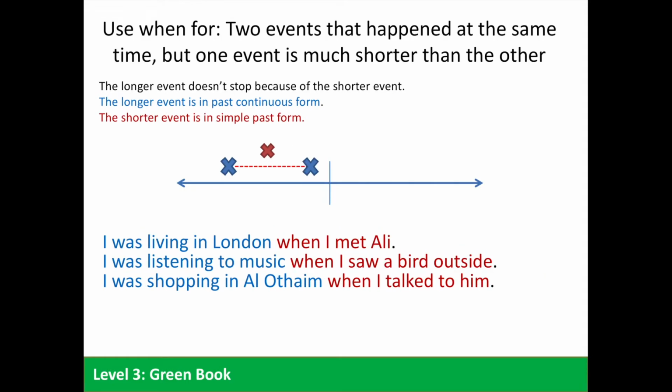We can also use when for two events that happen at the same time, but one event is much shorter than the other. The longer event doesn't stop because of the shorter event. In this instance, the longer event is written in the past continuous form, and the shorter event is written in the simple past. Here are some examples.